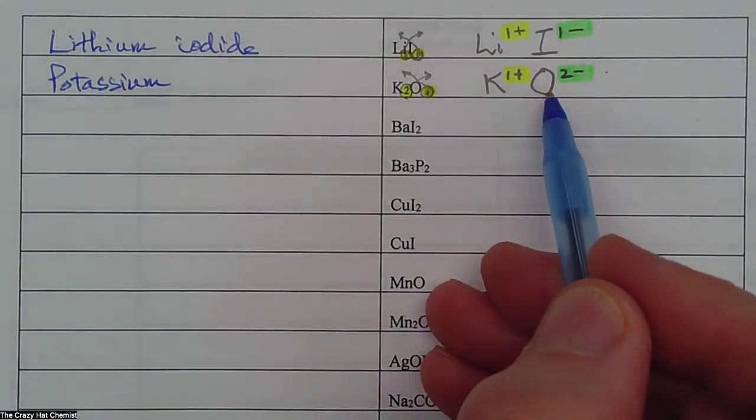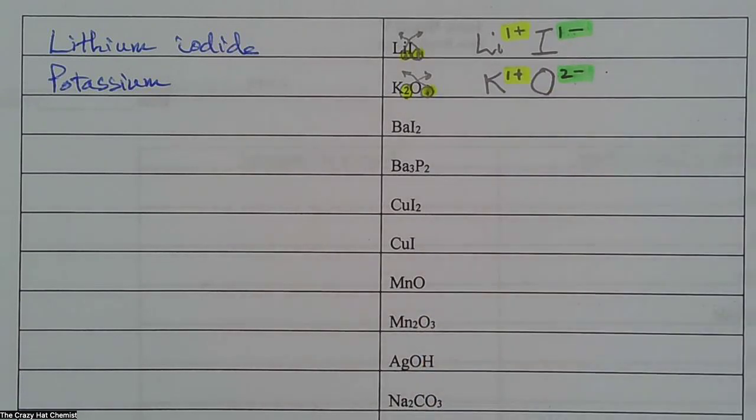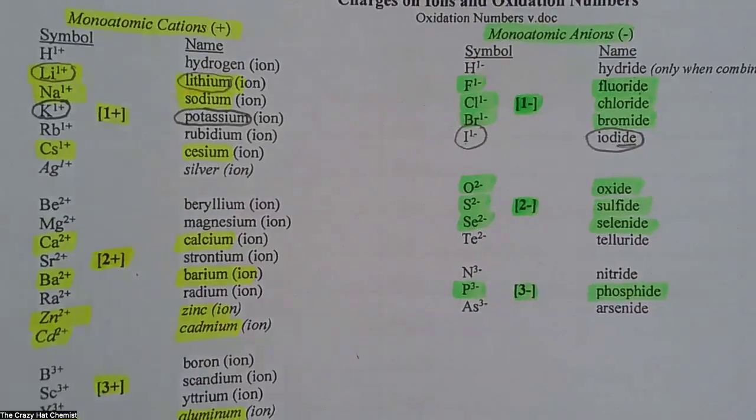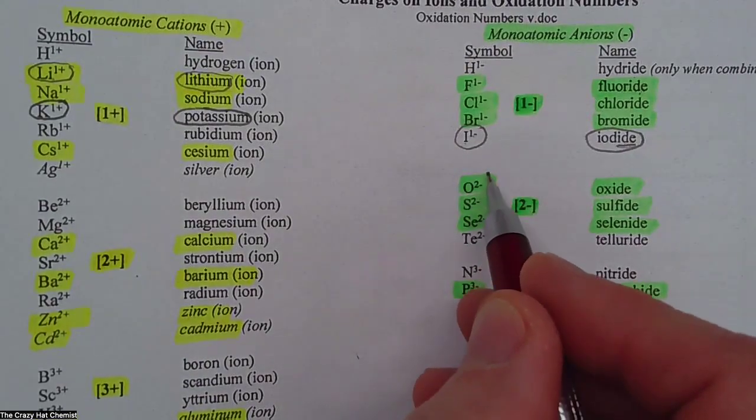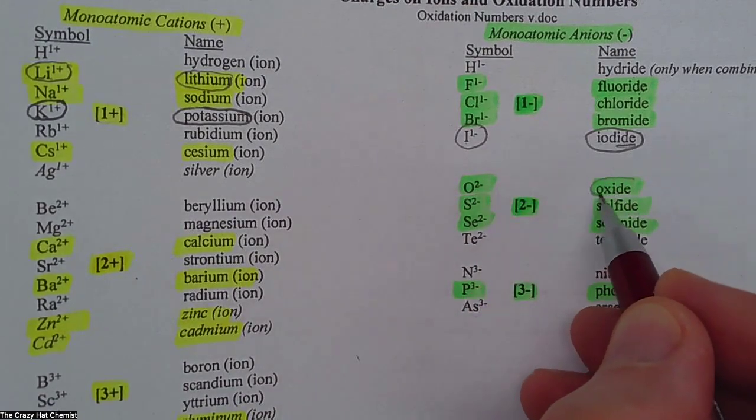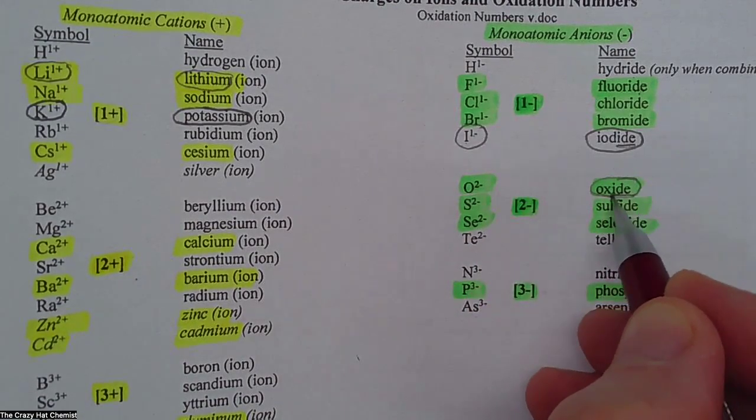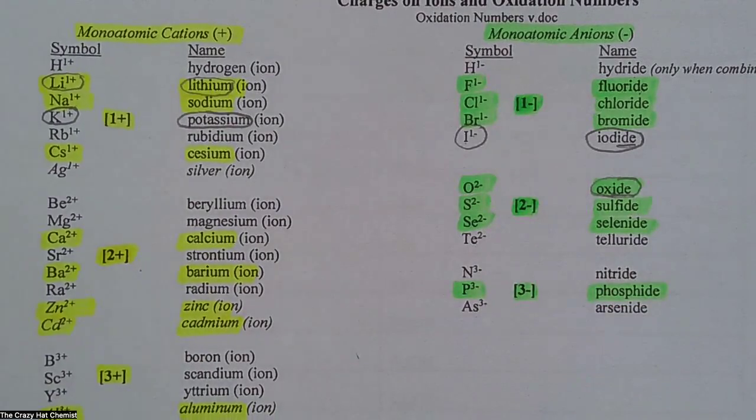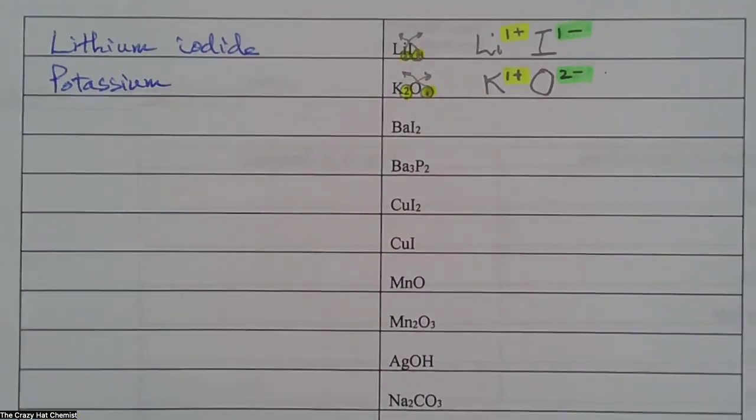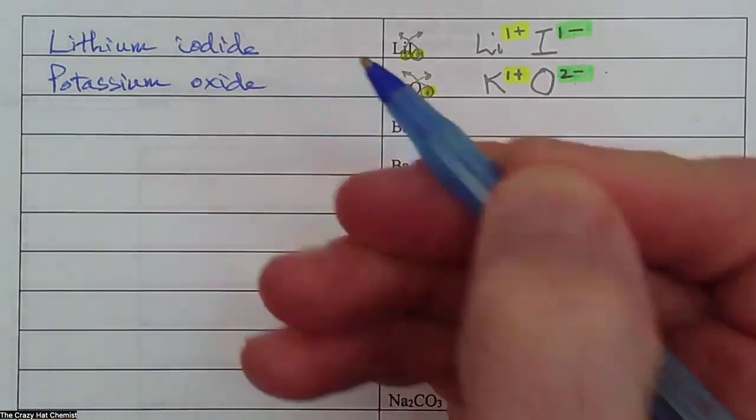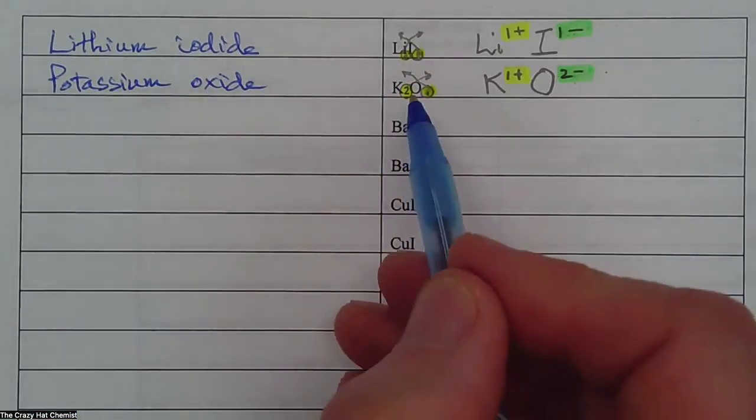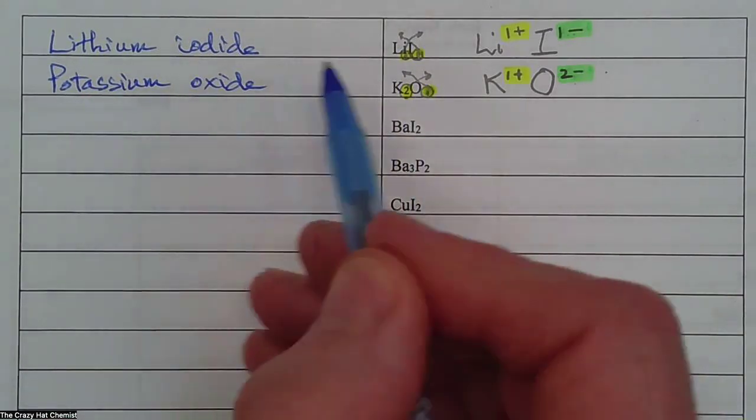Then I'm going to find O, and that's in the 2 minus category. So let's see if we can hunt that down. There's an O with a 2 minus, and that name is oxide. Again, an IDE ending because it is a non-metal. So I'm going to write the word oxide, OXIDE. So the name of this K2O is potassium oxide.